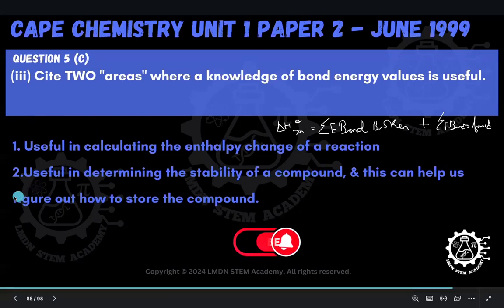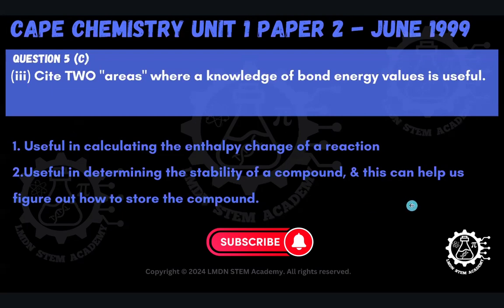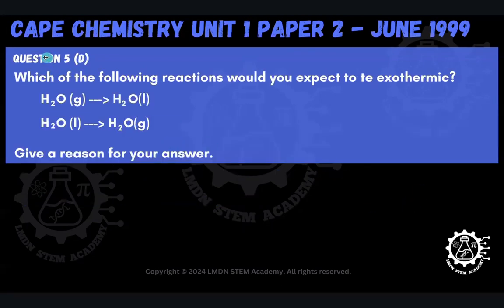All right, so now let's clear this and see what the final part is. So the final part is part D of this question. It says, which of the following reactions would you expect to be exothermic? So here in the first instance, we're going from steam to liquid water. So it's a change of state, really. That's the only difference. We still have water, but in the first case we have gas, and in the second case, or the final state, we have liquid.